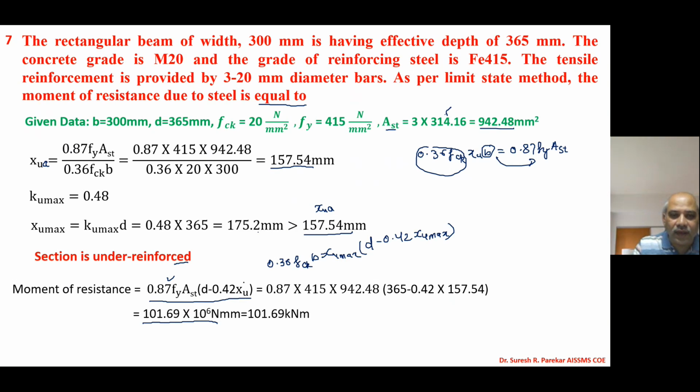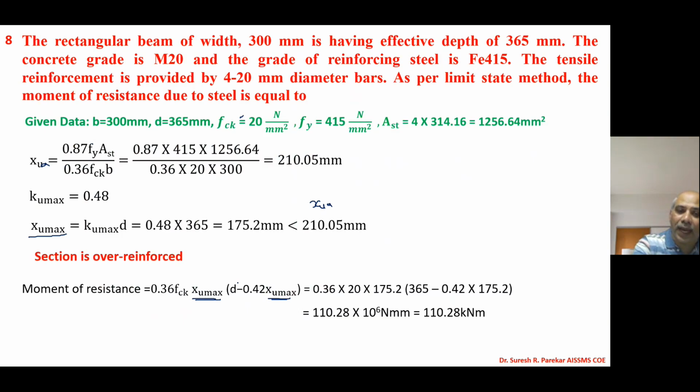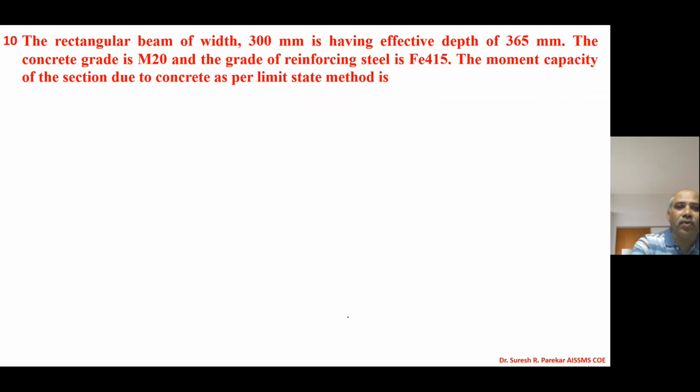You can see here we are using Xu. That is the major difference you have to keep in mind. Under reinforced, Xu, and over reinforced we have Xu max. For balanced also we have the Xu max value, and we have this value 110.28. Now you can go with this.